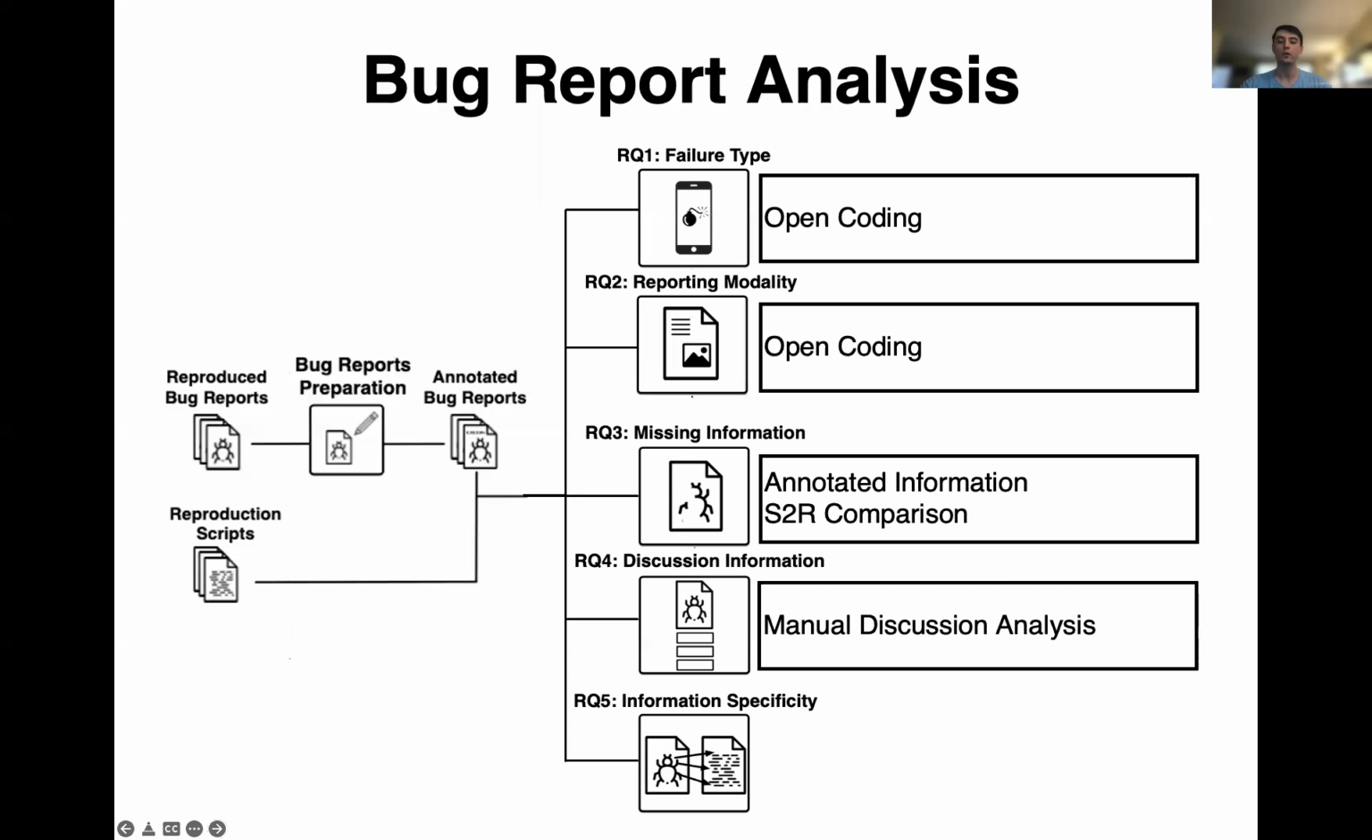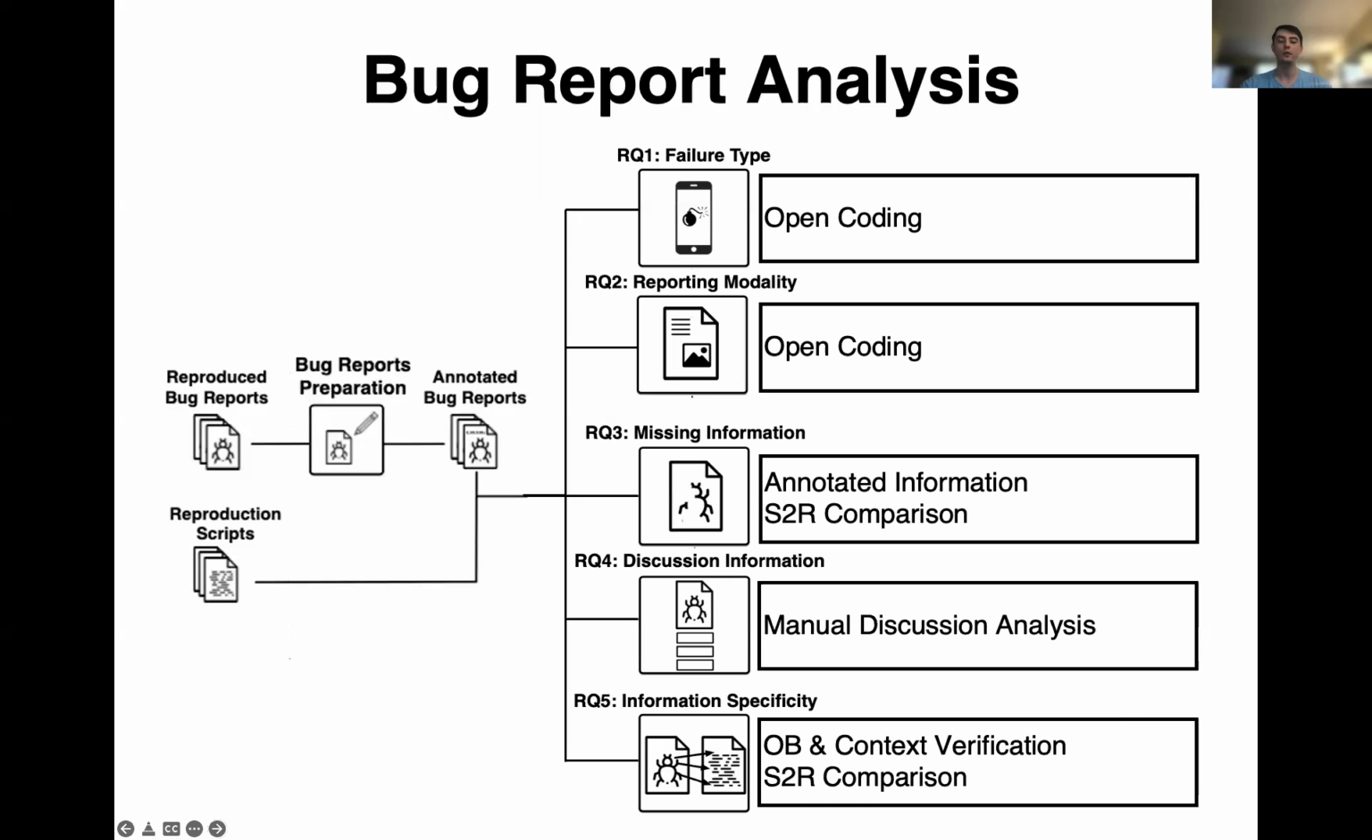For RQ4, we manually analyzed the discussions of any bug report that had comments in it in order to see if any new information was requested or provided. And finally, for RQ5, we did a very similar process as for RQ3, just instead of analyzing whether or not there were missing steps to reproduce, we looked to see if any steps to reproduce in the bug report were mapped to multiple GUI actions in the reproduction script.